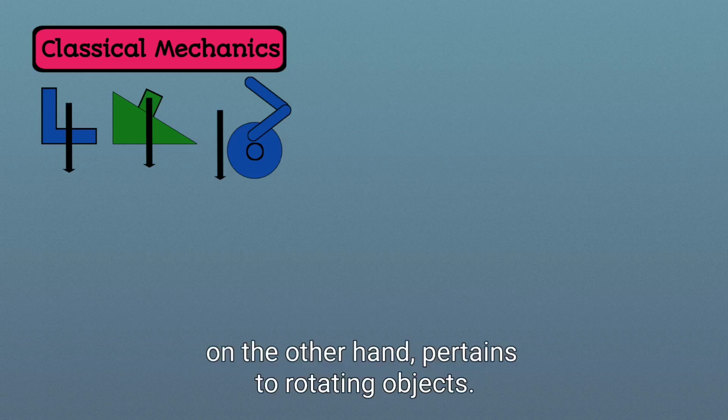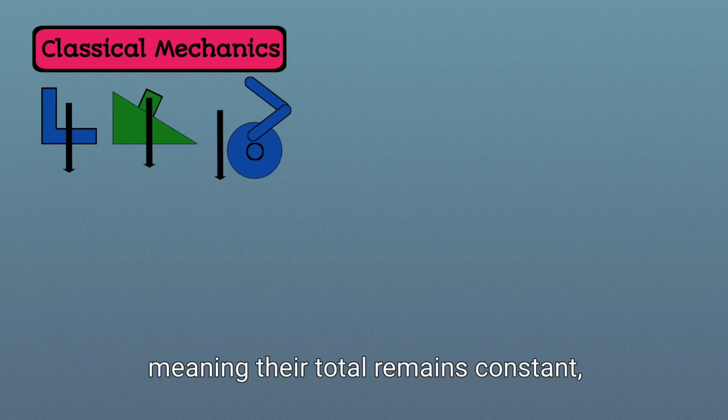Angular momentum, on the other hand, pertains to rotating objects. Both are conserved quantities, meaning their total remains constant unless acted upon by external forces.